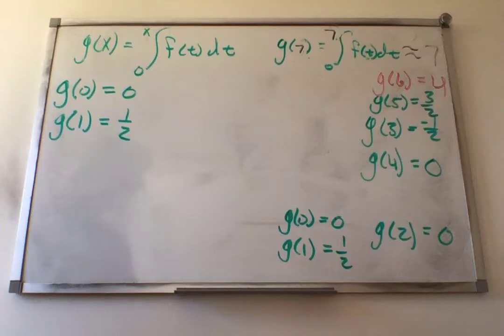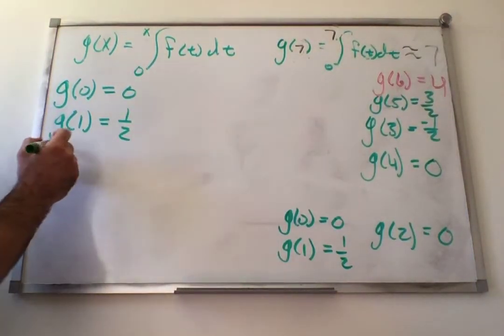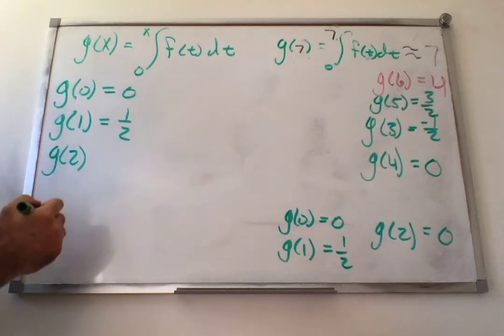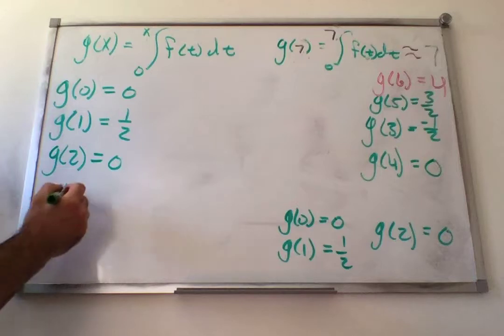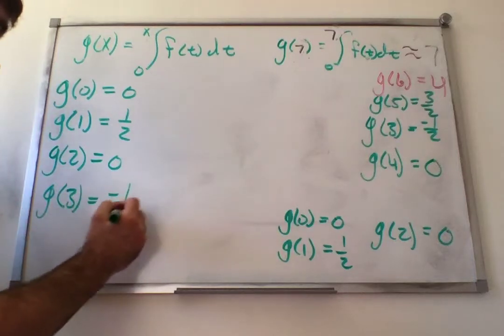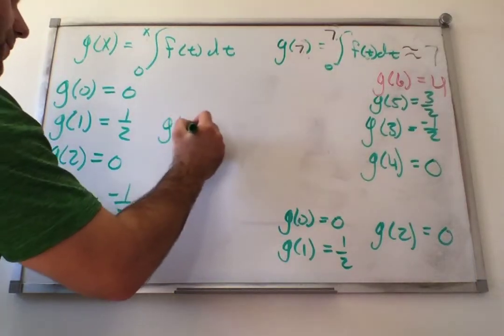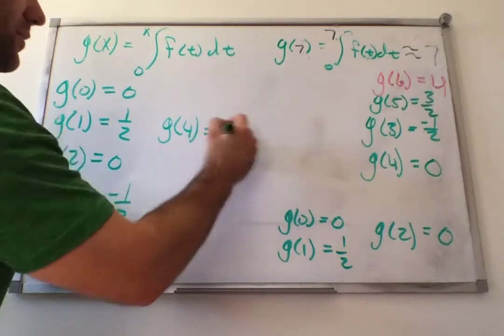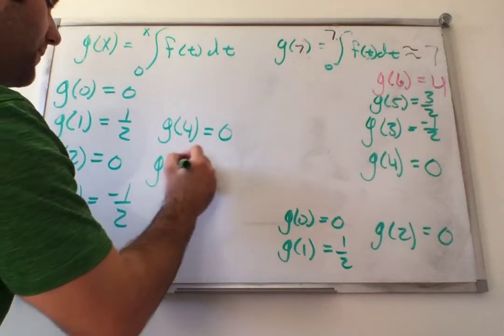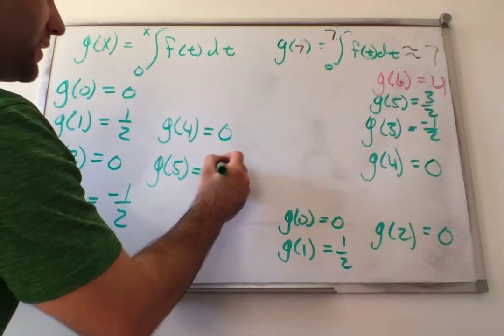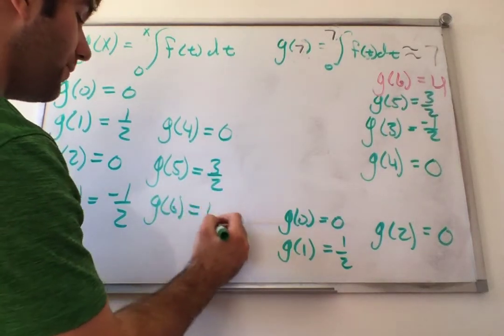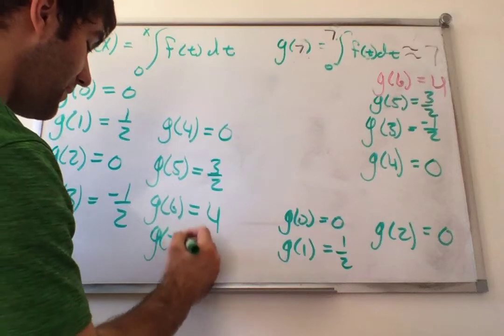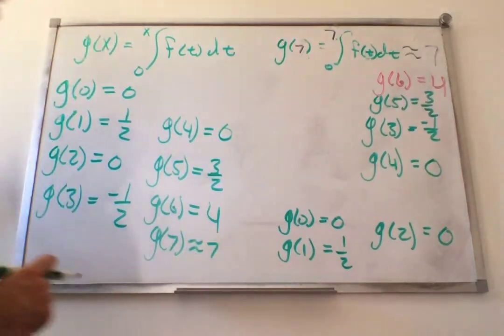Okay, so not much difference from where the break was. So g of 2 is 0. g of 3 we found to be negative 1/2. g of 4 ended up being 0. g of 5 was 3/2. g of 6 was 4. And g of 7 is approximately 7.